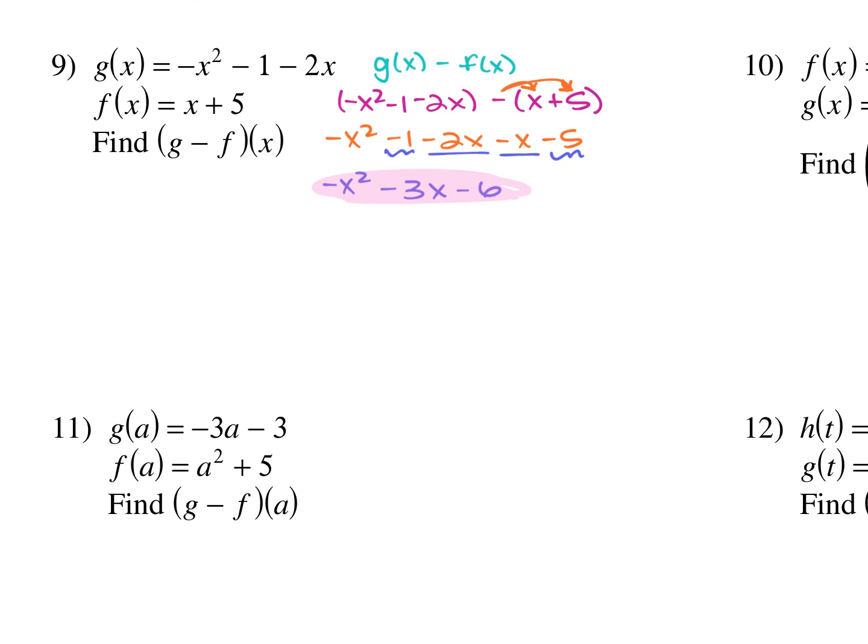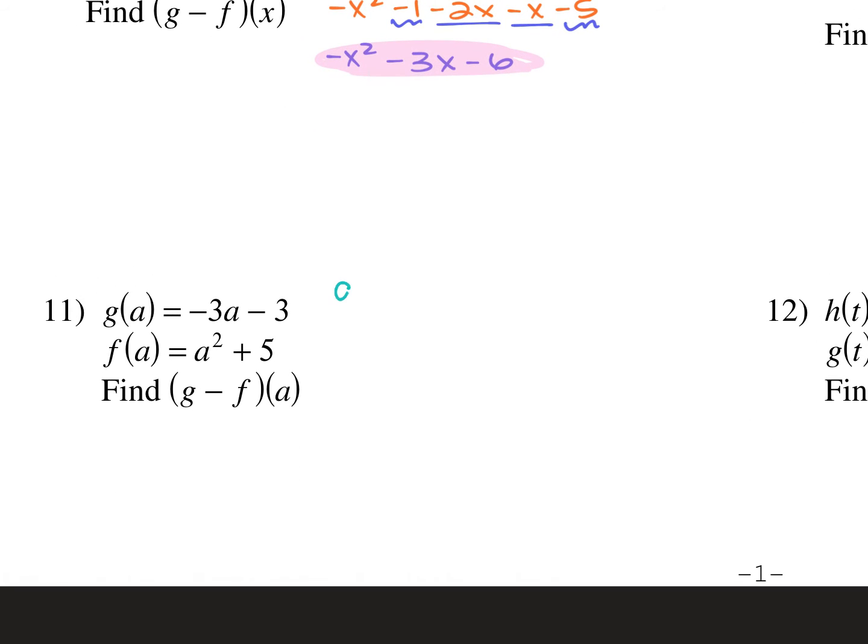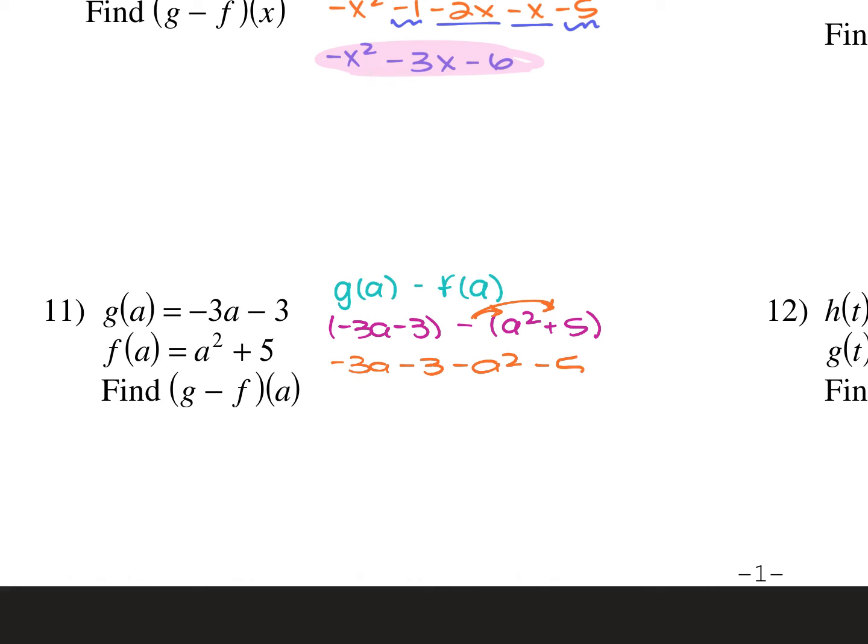For 11, we have g of a is equal to negative 3a minus 3. F of a is equal to a squared plus 5. And we're finding g minus f of a. So this just means we're going to have g of a minus f of a. So g of a is the negative 3a minus 3. The f of a is a squared plus 5. The negative in front of the second set of parentheses gets distributed in. So it's going to give us negative 3a minus 3 minus a squared minus 5.